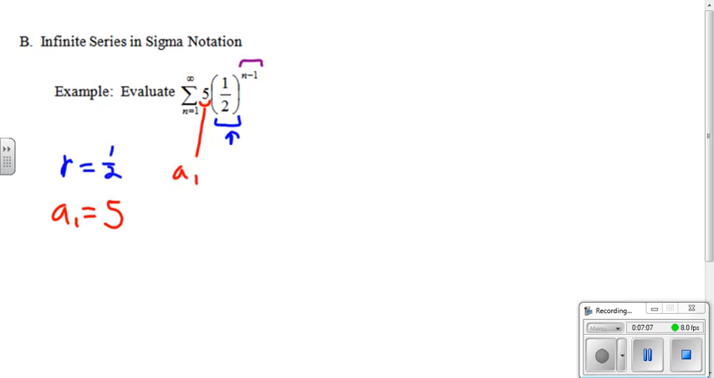And again, our sigma notation lets us know we start at our first value and go all the way to infinity. That's how we know it's an infinite sum, because we're continuing on to this value up here, infinity. So we just plug it right into our formula.